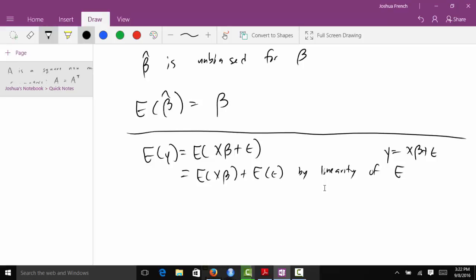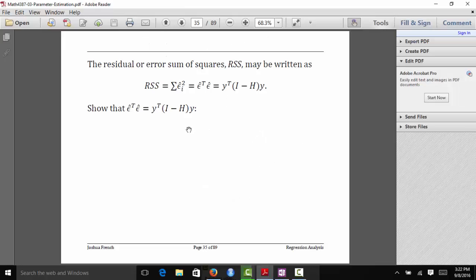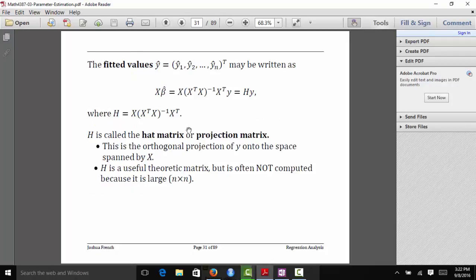But x and beta are both constants. And we have talked about in our review section that the expected value of a constant or a matrix of constants is just those constants. So the expected value of x beta is just x beta. And the expected value of epsilon, well, this is the expected value of a random variable. But hopefully you recall that we have assumed that the expected value of the errors is 0. This is something that we've been assuming ever since we started this chapter.